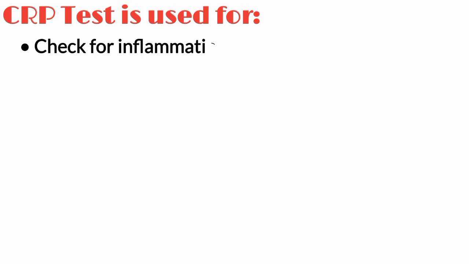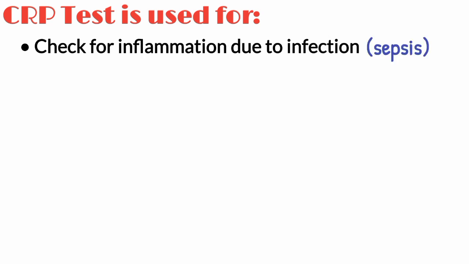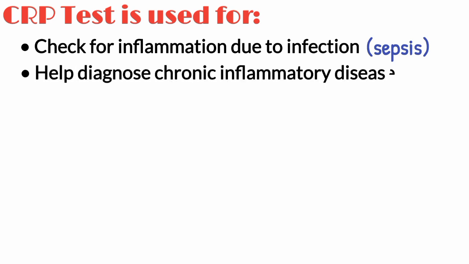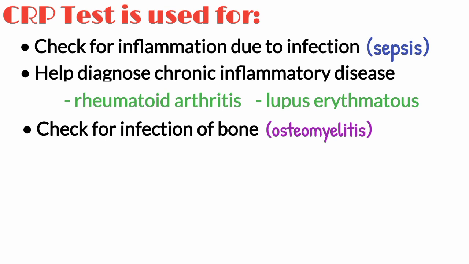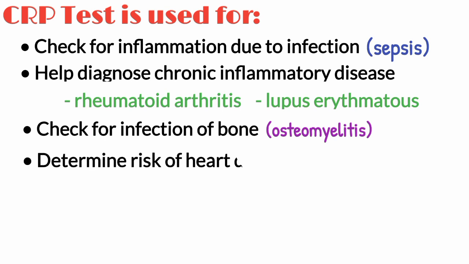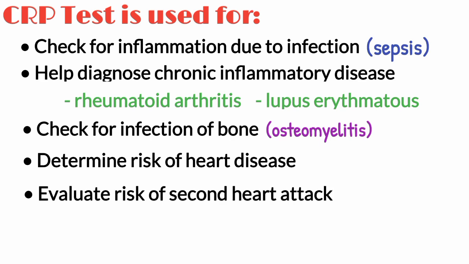Your doctor might order a CRP test in the following conditions. Check for inflammation due to an infection, such as sepsis, which is a severe and sometimes life-threatening condition. Help diagnose a chronic inflammatory disease, such as rheumatoid arthritis or lupus erythematosus. An infection of the bone, called osteomyelitis. Determine your risk of heart disease. And evaluate your risk of a second heart attack.